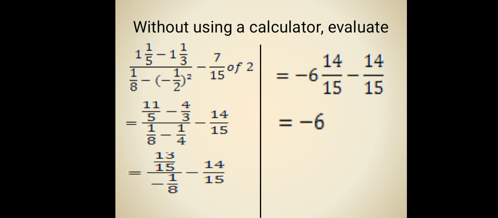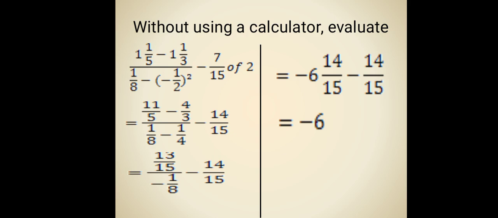Without using a calculator, evaluate 1 and a fifth minus 1 and a third, all over an eighth minus the square of negative a half, all of this minus 7 over 15 of 2. So we work the part of first. 7 over 15 of 2 is 14 over 15.